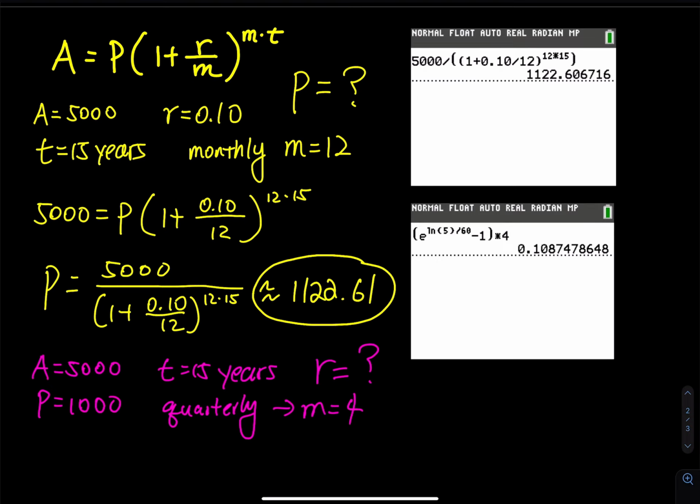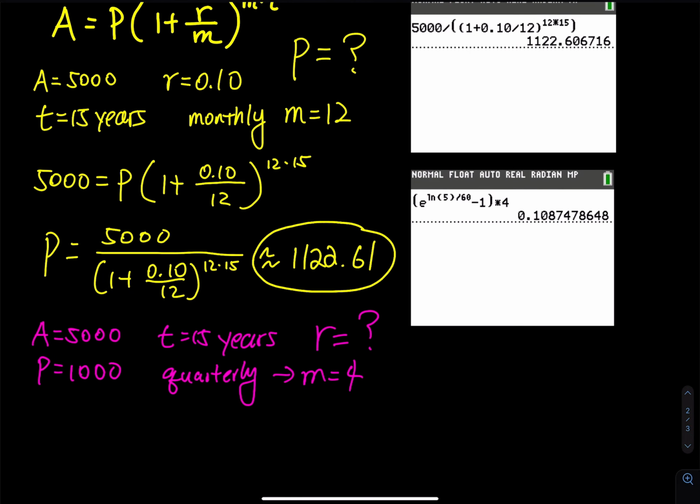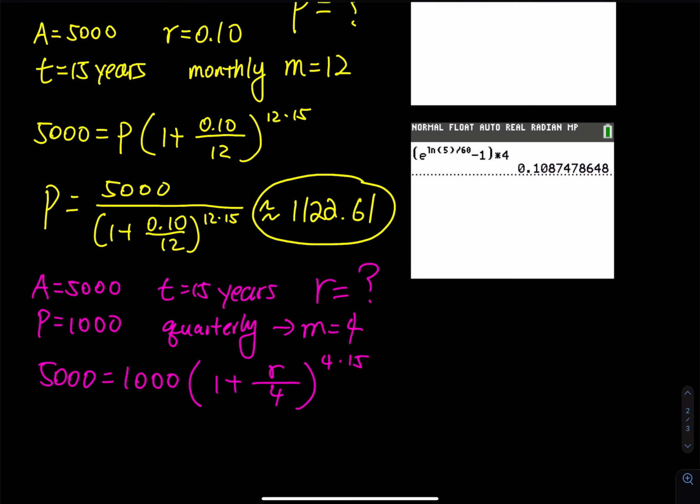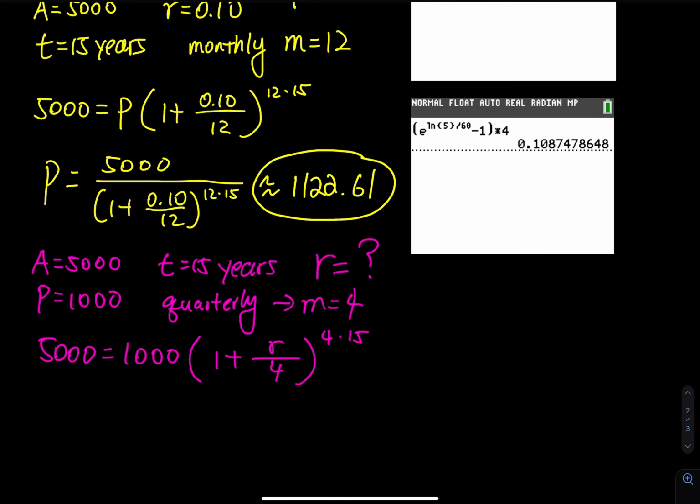All you have to do is plug in first. So 5,000 equals 1,000 times parentheses, 1 plus the unknown interest rate r divided by 4, raised to the power 4 times 15. The first thing I would like to do is divide both sides by 1000. So 5000 divided by 1000 equals 5. And then this is (1 plus r divided by 4) to the power of 4 times 15, which is 60.